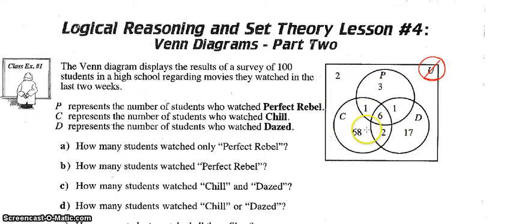Now in here, the numbers do not represent the elements. They represent the number of students. This survey was taken by 100 people, so if you add up all the numbers in this diagram, they will add up to 100. Two people are on the outside of everything, so they are in neither of the groups P, C, D.